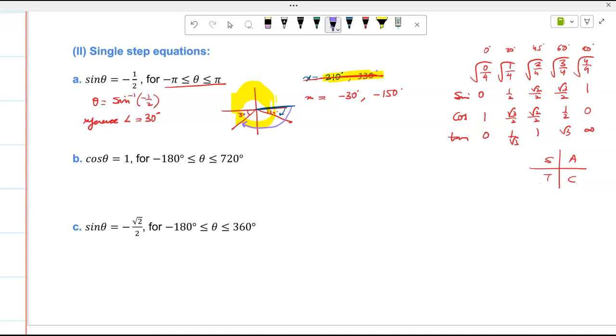So negative angles go this way. Negative angles go clockwise, and positive angles go anti-clockwise. And then you convert this into radians. So minus 30 pi by 180, minus 150 pi by 180. So 3 6 are 18, minus 5 by 6. So these are my answers.